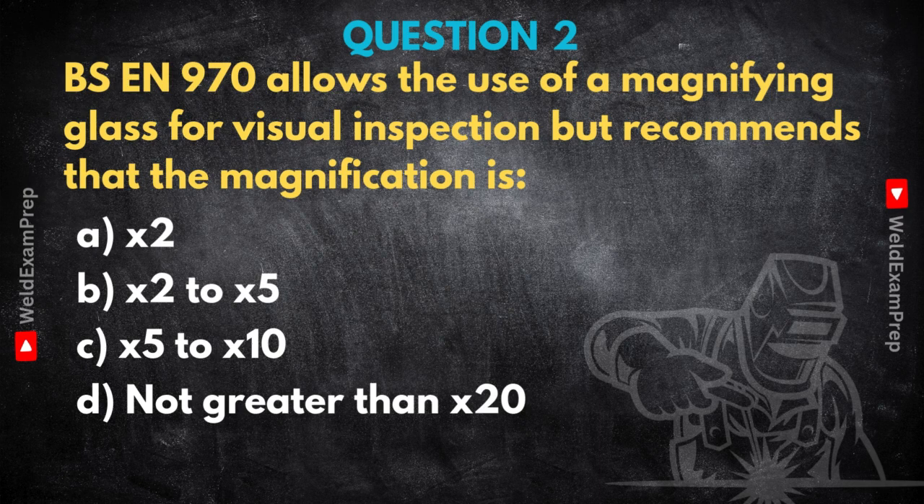It shows how standards think about practical things like ergonomics and just plain effectiveness. The correct answer, according to BS EN 970, that's the European standard for visual checks on fusion welds, is B, x2 to x5. Okay. Why that specific range?